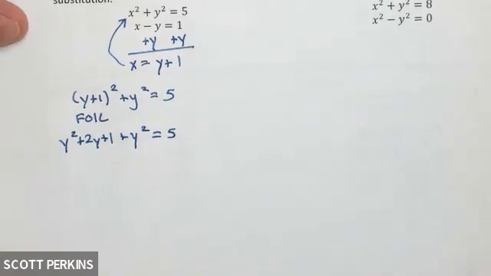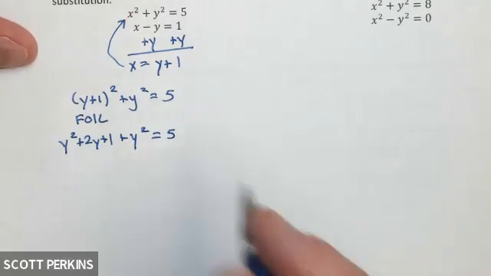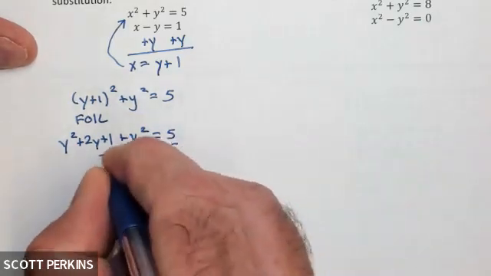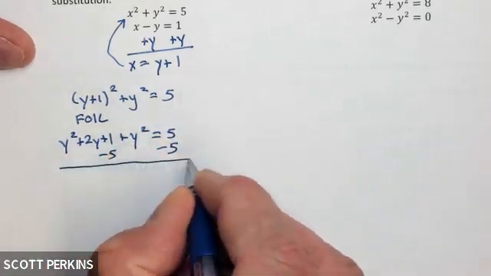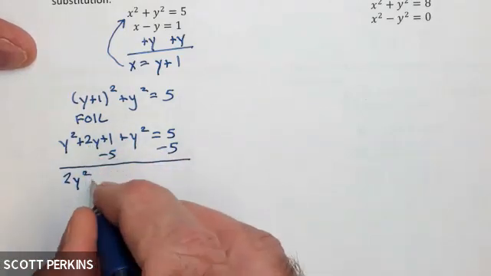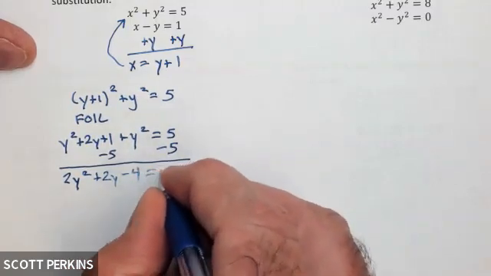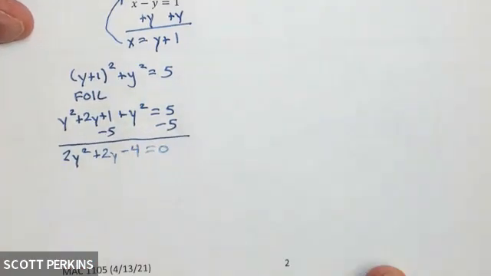Just like last time, I'm going to do 2 things in this next step. I'm going to bring the 5 over, and I'm going to combine my like terms. So I'm going to subtract the 5 from both sides, and I'm going to collect the like terms. So I have y squared and y squared is 2y squared. I have plus 2y. 1 minus 5 is -4, and that equals 0.